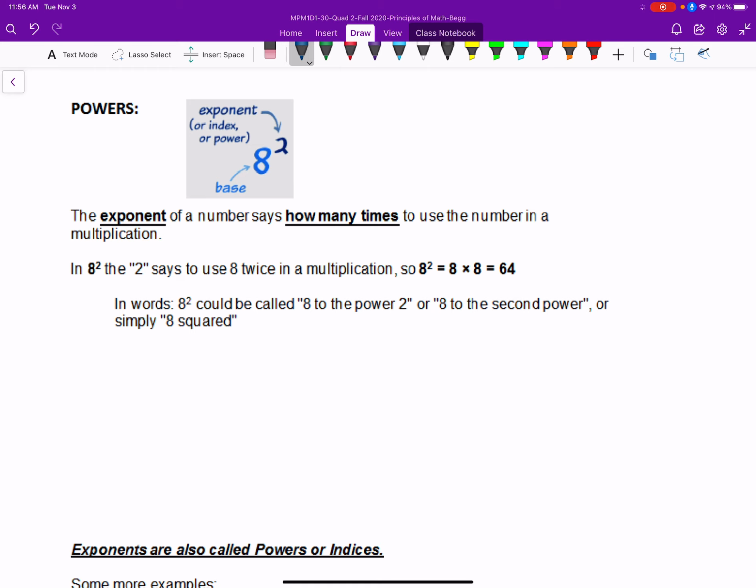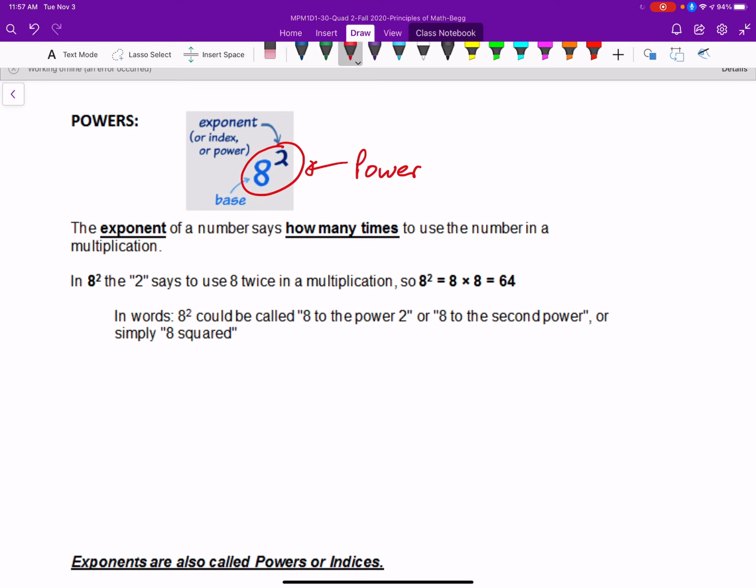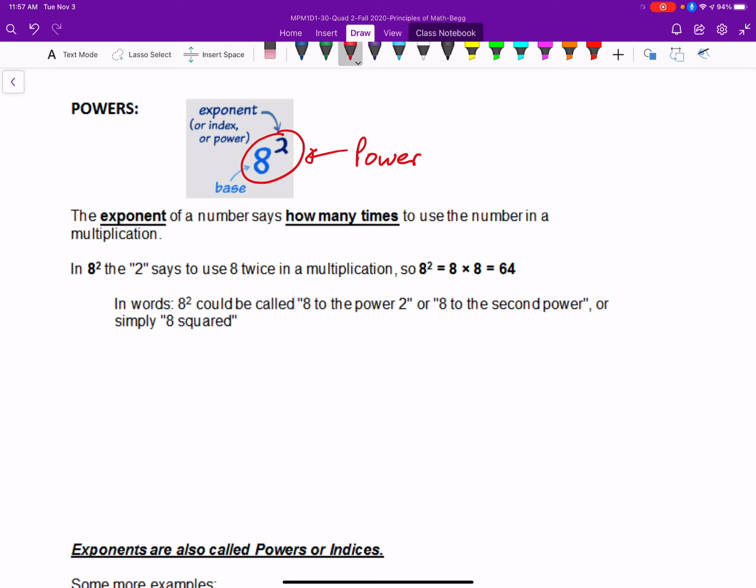So a power is if you have the base and the exponent together. So this whole thing here is a power. 8 to the exponent 2 is the power. And as you can see, there's two parts in a power. There's the base, which in this example is the number 8, and there's the exponent, which in this case is the number 2. So if I'm using the terminology correctly, then when I talk about a power, I'm talking about the whole thing. When I'm talking about an exponent, I'm just talking about the little number up at the top.